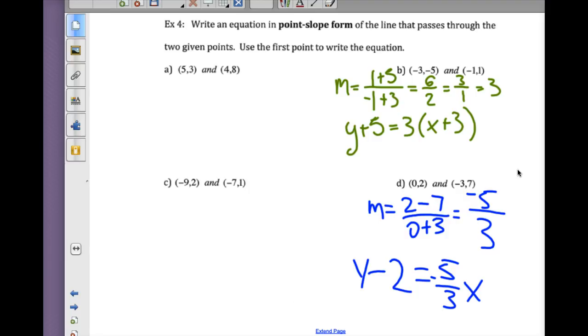Why isn't there anything after her x? Because the slope is 0. The slope is not 0. The slope is negative 5/3.